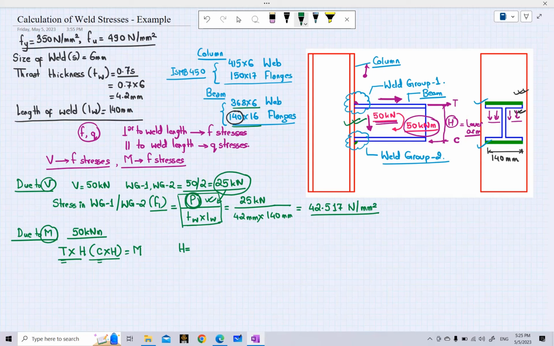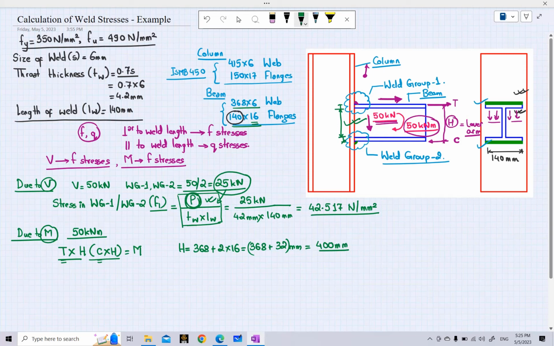And the web is 368 by 6 mm. So the total lever arm will be given by the depth of this web, which is 368 mm, plus 2 times the thickness of these flanges. We know the thickness of the flanges is 16 mm, so 2 into 16 mm. This means 368 plus 32 mm. So this will give you the value of lever arm as 400 mm.